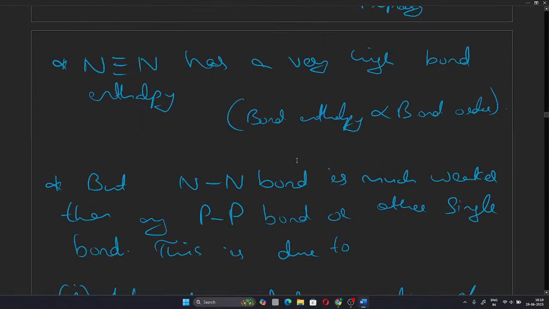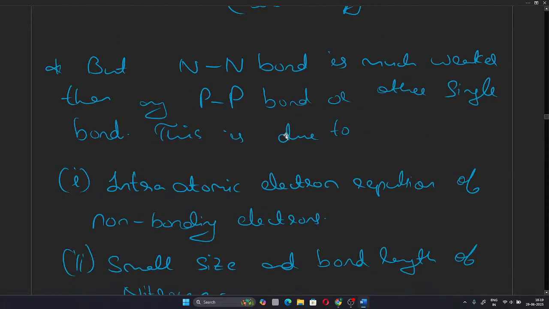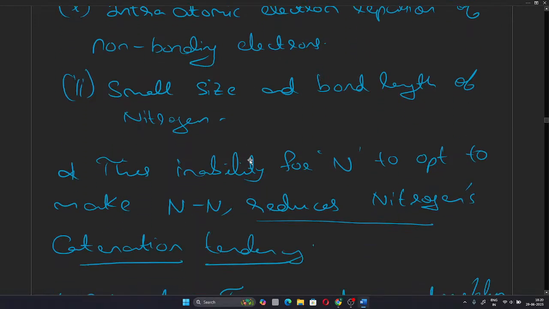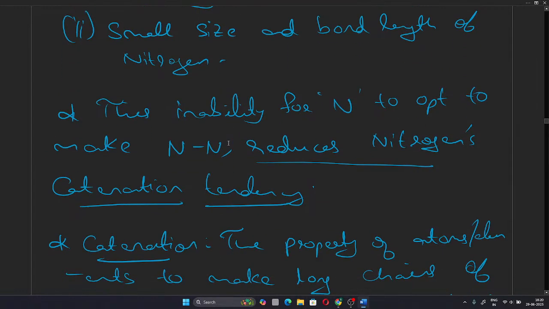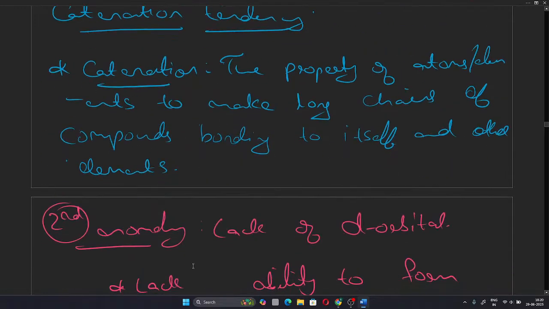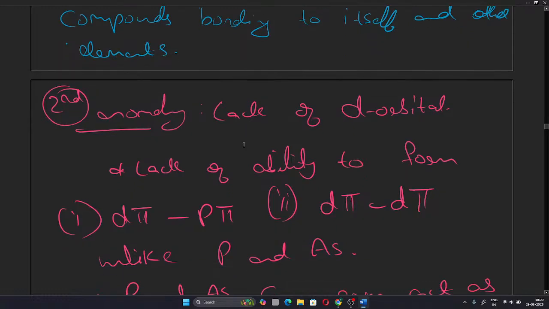N triple bond N has a very high bond enthalpy, but N single bond N is much weaker than P single bond P or other single bonds. This is due to interatomic electron repulsion of the non-bonding electrons, small size, and bond angle of nitrogen. This inability of N to make N single bonds reduces nitrogen's catenation tendency. Catenation is the property of atoms to make long chains by bonding to themselves and other elements.